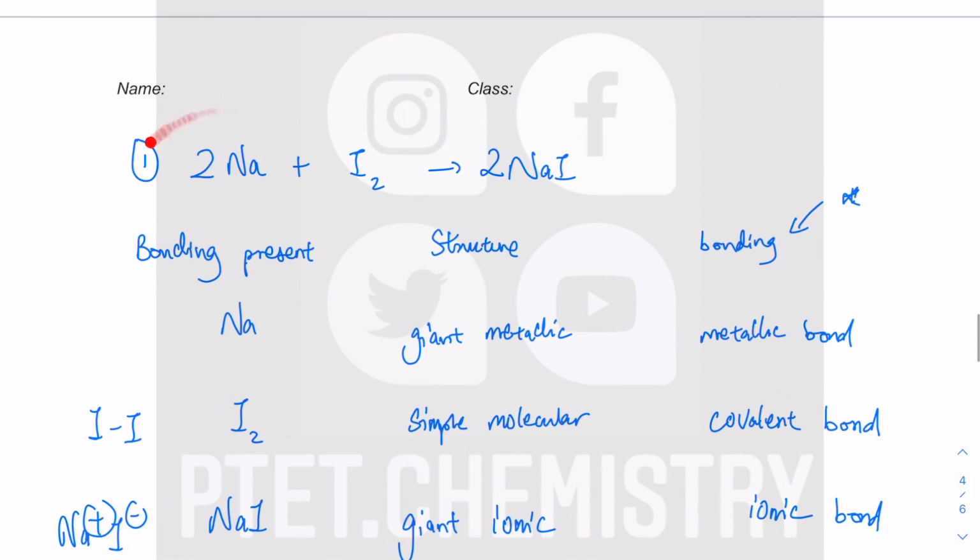We need to break the metallic bond. We need to break the covalent bond, because we are not doing melting or boiling, we are doing chemical reaction. So we need to break the covalent bond, and then we can get the transfer of electrons from the metal to the non-metal, giving us the ionic compound, because we are forming ionic bond between the oppositely charged ions, Na plus and I minus.